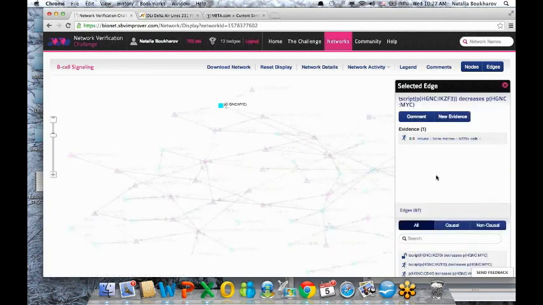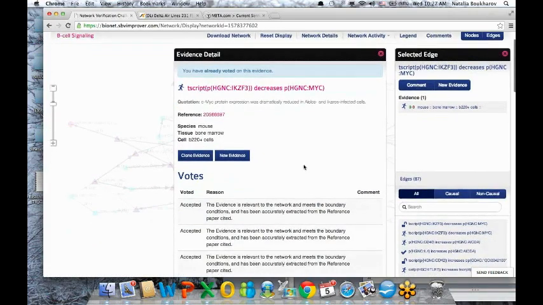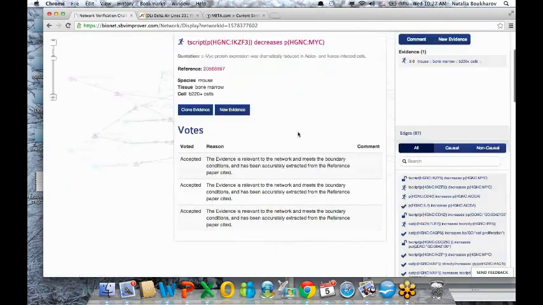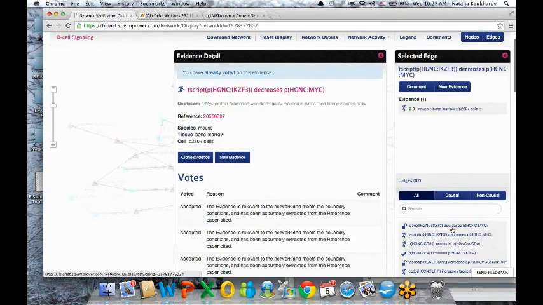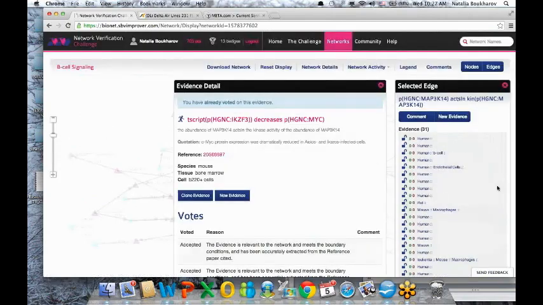If we click on an edge, we will see evidence that supports this edge. This evidence is a statement from a publication describing the relationship that is coded in this edge, and we can go to the reference to verify it, and we can vote accept or reject. And that's what participants in this competition do.